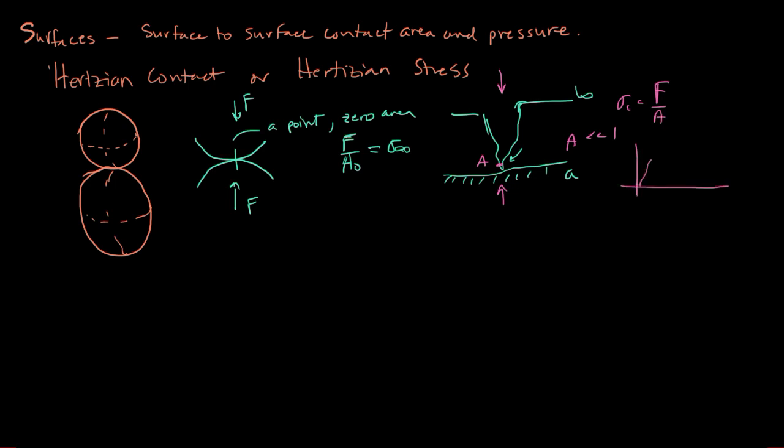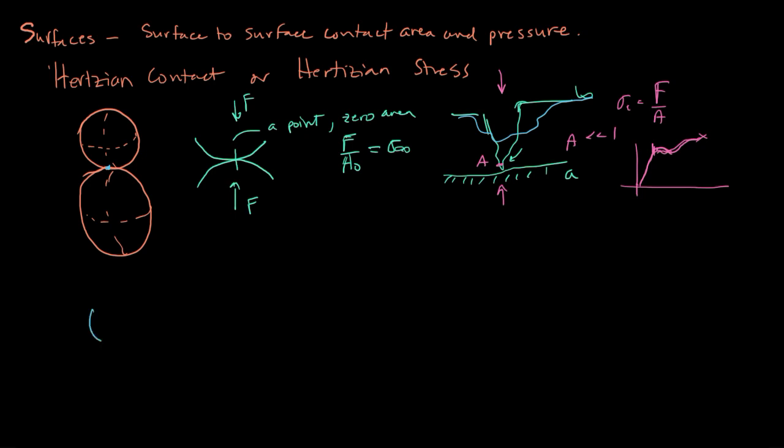If you look at the stress-strain diagram for some material, it doesn't take a whole lot of force to get a lot of stress, which gets us past our proportional limit and into plastic deformation, and then this material deforms. So when you have surface-to-surface contact with a sphere, they contact at a point.